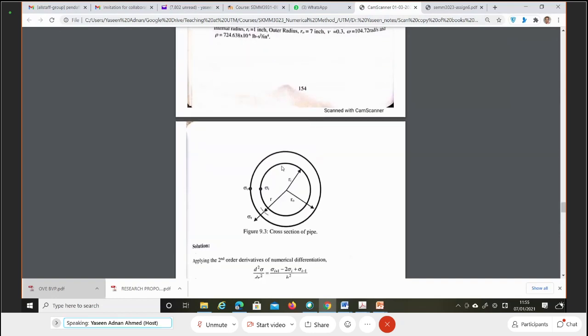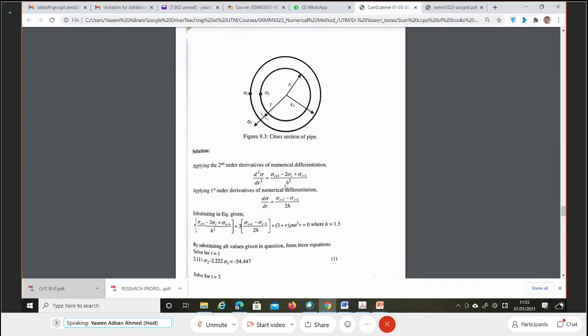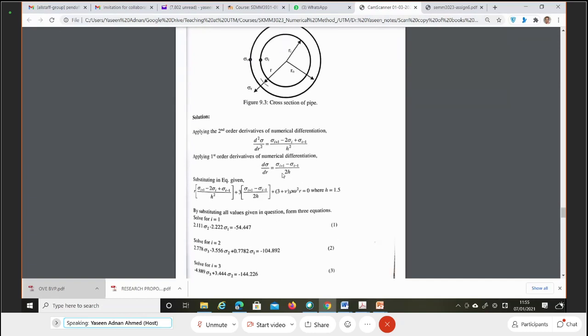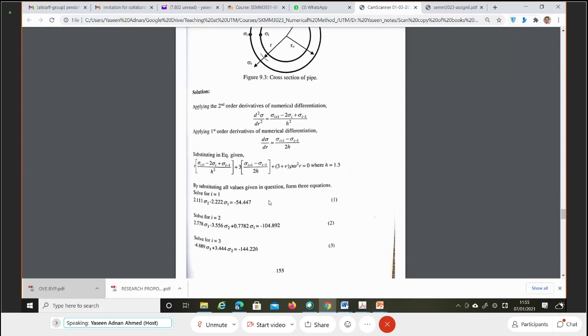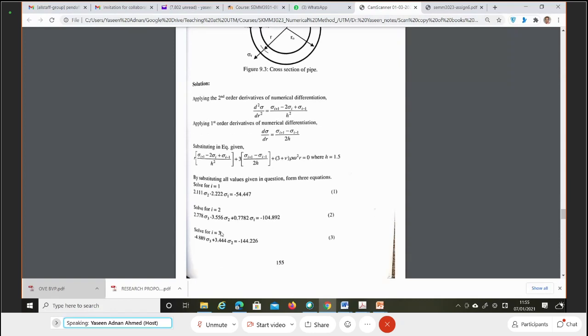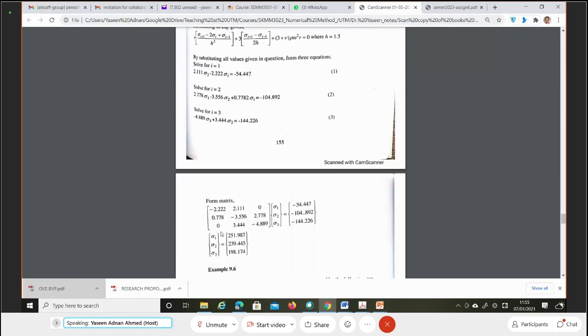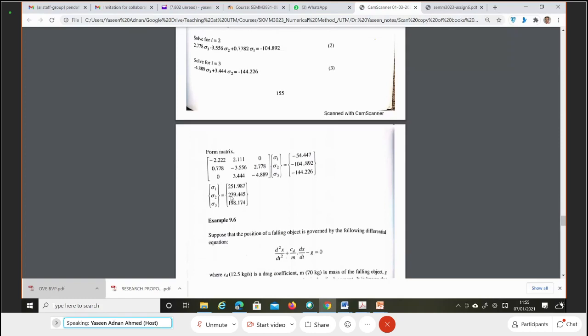So you have this one, second order central difference. You have to know this one, first order central difference. So you just put the values, simplify it. I is equal to 1, 2, 3. In this case, it's radially distributed. You have the matrix solving. It's straightforward.